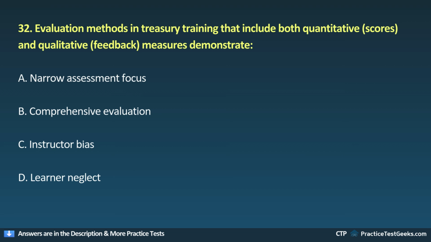32. Evaluation methods in Treasury training that include both quantitative scores and qualitative feedback measures demonstrate: A. Narrow assessment focus. B. Comprehensive evaluation. C. Instructor bias. D. Learner neglect.